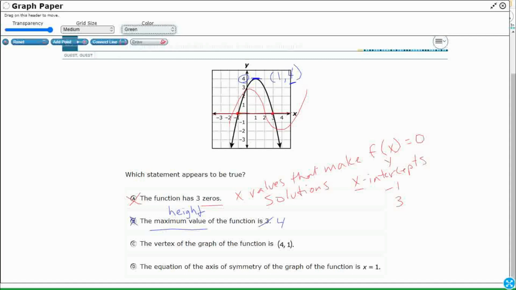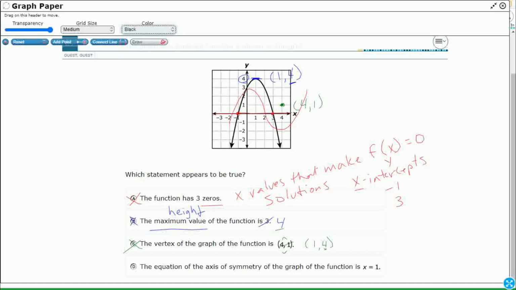Let's check. Okay, the vertex of the graph of the function is 4, 1. Now, obviously, you see what they did here. They took the x and the y value, and they swapped them. Well, plot 4, 1 on there. That's 4, 1, if you're really wanting to see what that is, which means that's not anywhere on the graph. So, yes, there's a 4. Yes, there's a 1. But order makes a big difference, and our vertex is not 4, 1. It is 1, 4. Because remember that 4 is that maximum value right there. All right, so I sure hope it's D, because that's the only one that we have left.